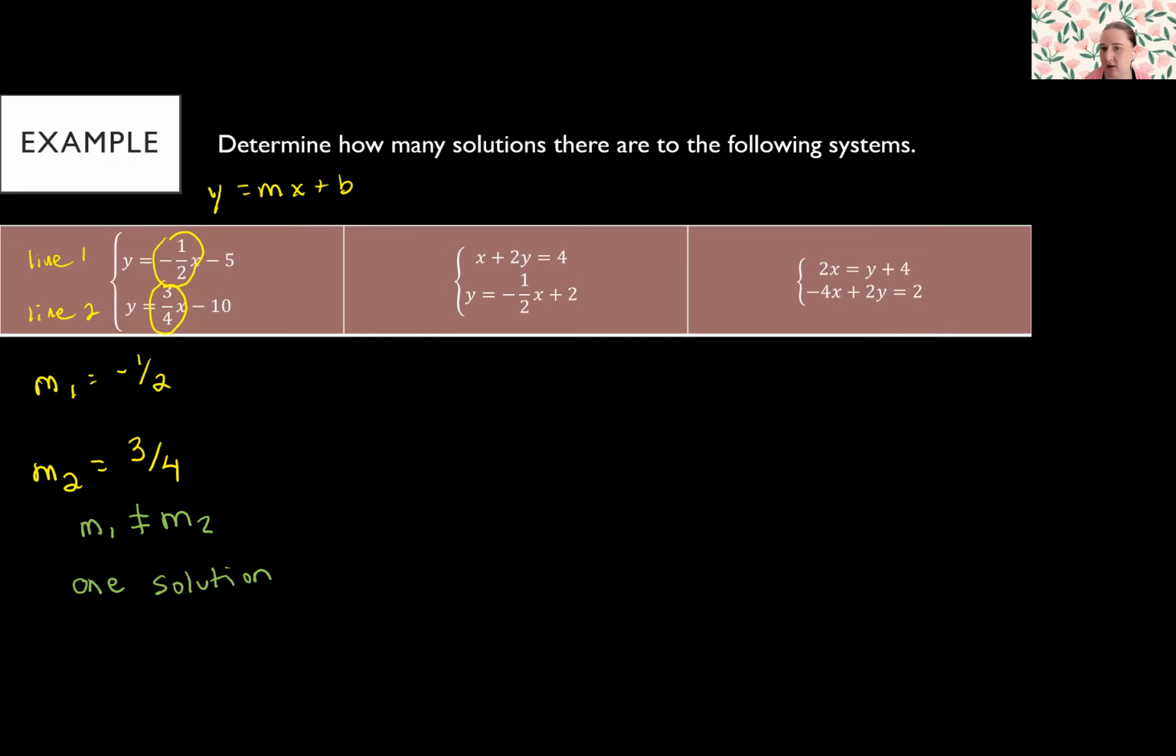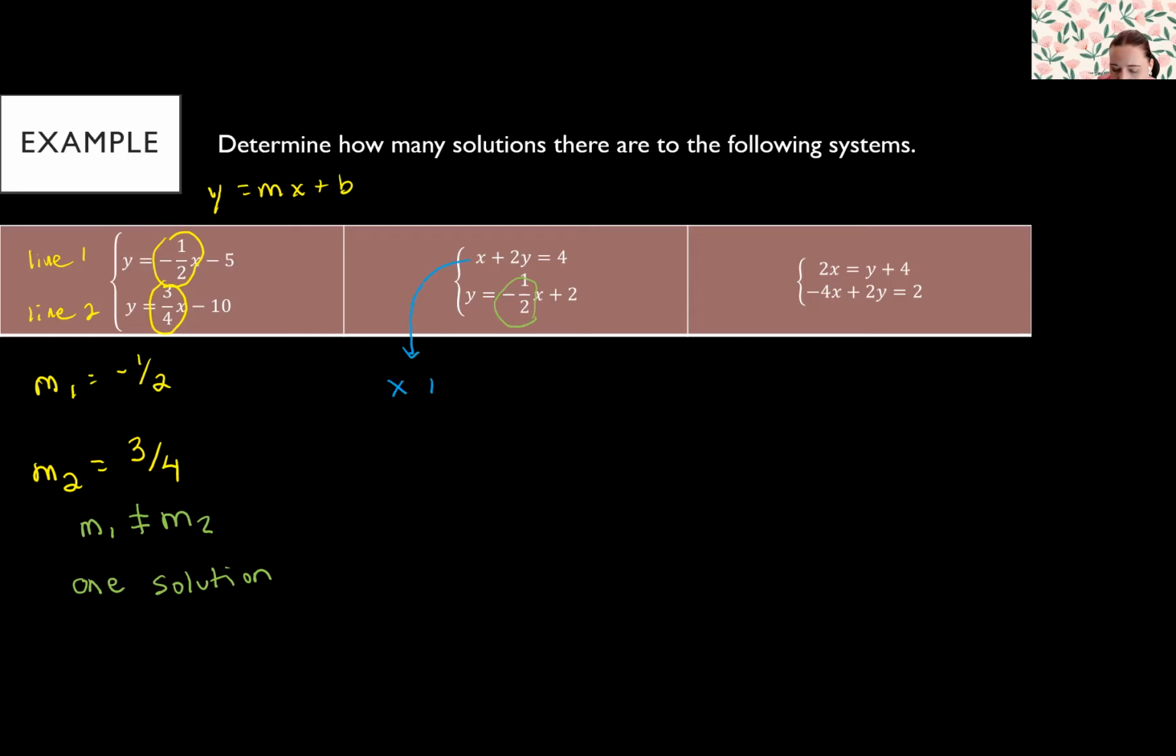Now let's look at the system that we have in the middle. We've got x plus 2y equals 4, and then y equals -1/2 x plus 2. In order to determine how many solutions there are, we need to have our equations in slope-intercept form, so they need to be solved for y. The second equation is solved for y, and we can see that we have a slope of -1/2. But the first equation is not solved for y. So we want to take that equation, solve it for y, and then determine what the slope is.